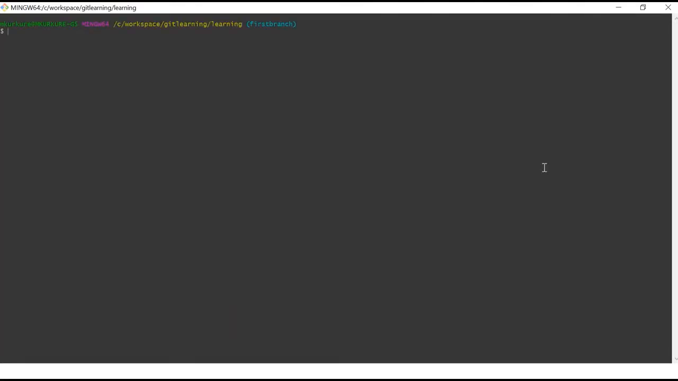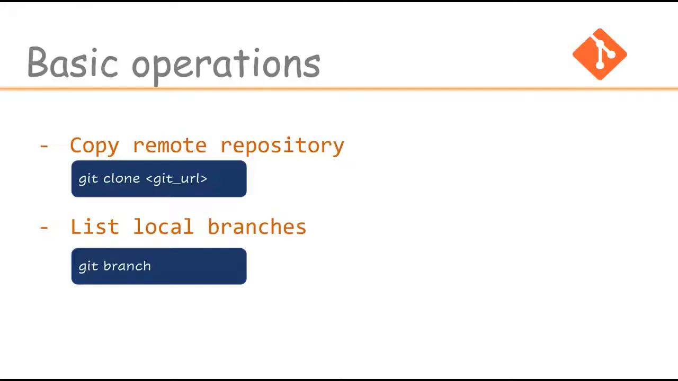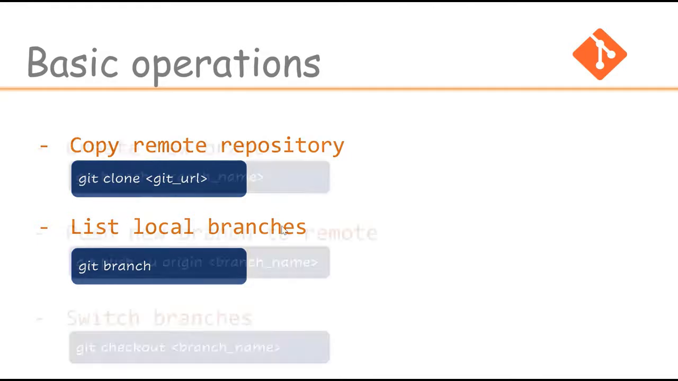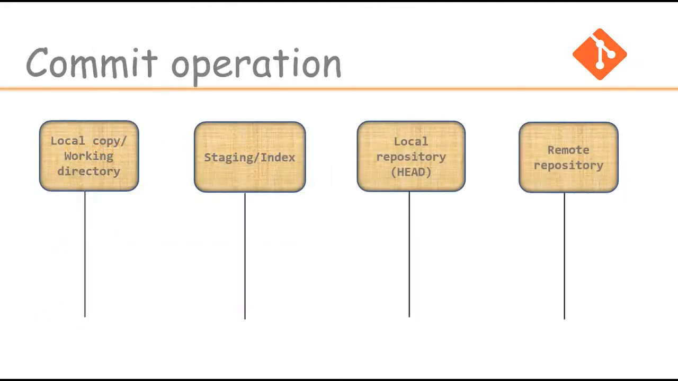Now let's go back to our slide. Okay, so we have seen the git clone command. We have also seen the git branch command, and git branch name, how to create branches. Then we have seen how to push the branch to the remote repository. Then we have also seen the git checkout command. And now the commit operation.